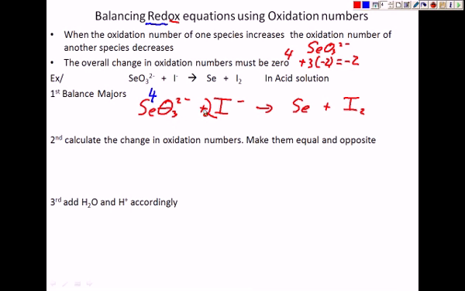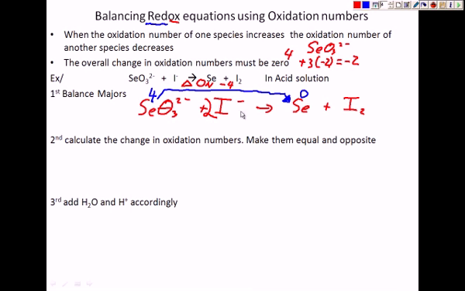Okay. Now, the oxidation number of this Se right here is 0. So how did this change? Well, it went from 4 to 0. So that means it had to decrease by 4. So the change in oxidation number, this symbol delta means change, the change in ON, or change in oxidation number, is minus 4.